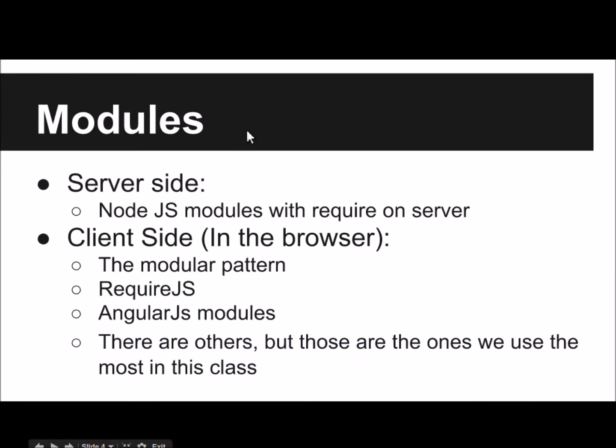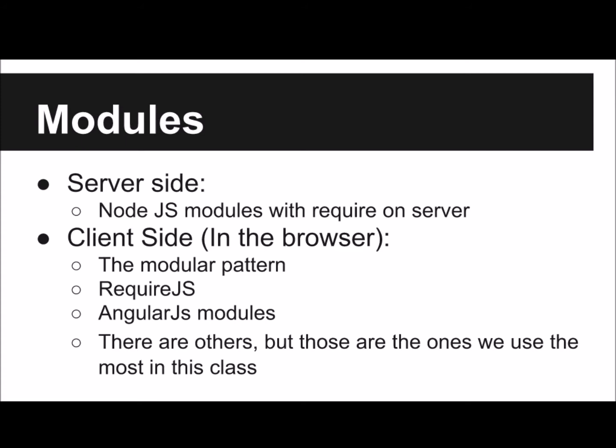So modules, what are modules? Well, modules are a way to do two things: to create distinct places where you can put your code and to protect the code that's in that module from the global namespace, all right? And there are many different ways to build modules in JavaScript, and that's one of the more confusing aspects of JavaScript, that there are so many different ways to build modules.